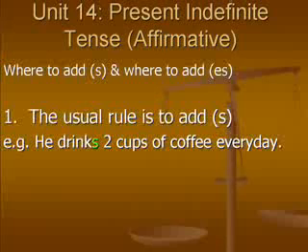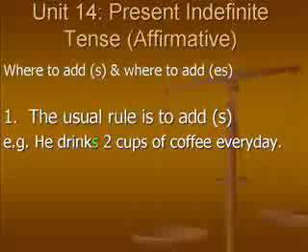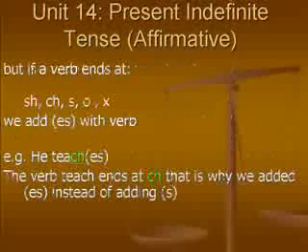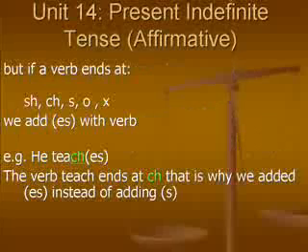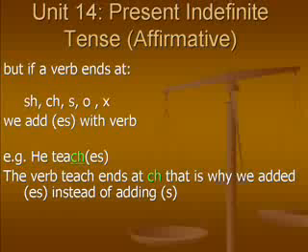The usual rule is to add s. For example, he drinks 2 cups of coffee every day. So the usual rule is to add s, right? But if a verb ends at sh, ch, s, o or x, we have to add es with such kind of verbs. For example, he teaches. So the verb teach ends at ch. That is why we have added es instead of adding s.